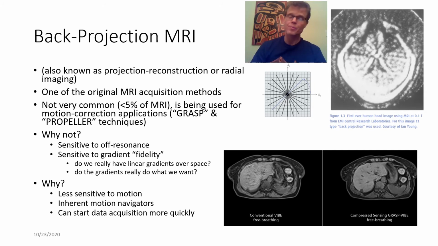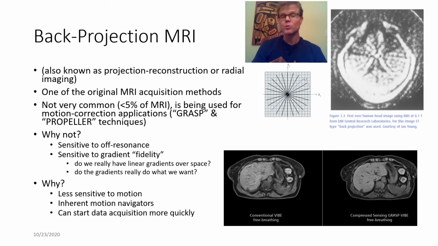So why don't we do more back projection MRI? Putting things simply, it's sensitive to the effects of off resonance. So if the magnetic field isn't exactly what we think it is, or there's magnetic susceptibility differences or chemical shift, the images tend to degrade less gracefully than the next technique we'll cover, and it's very sensitive to the gradient fidelity. So when I draw the magnetic field gradients, we assume that they do what we think they're going to do, but that's not always the case.